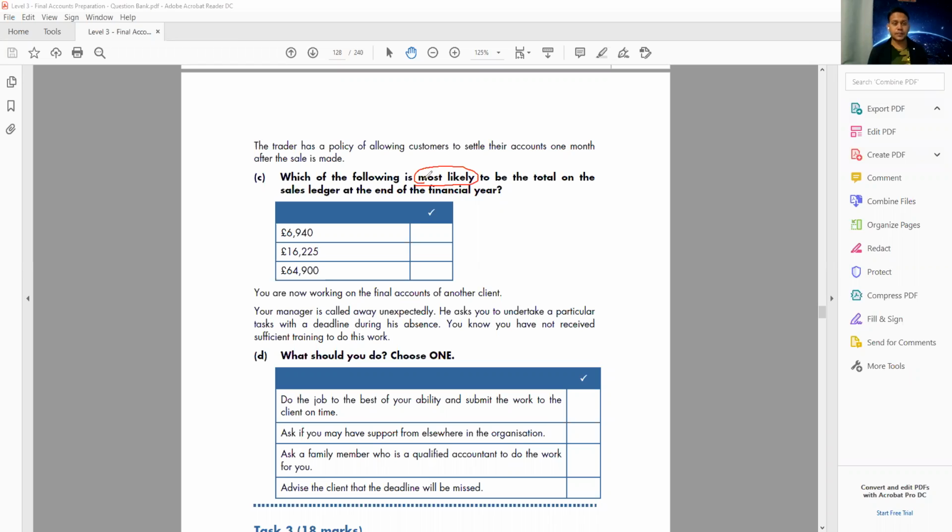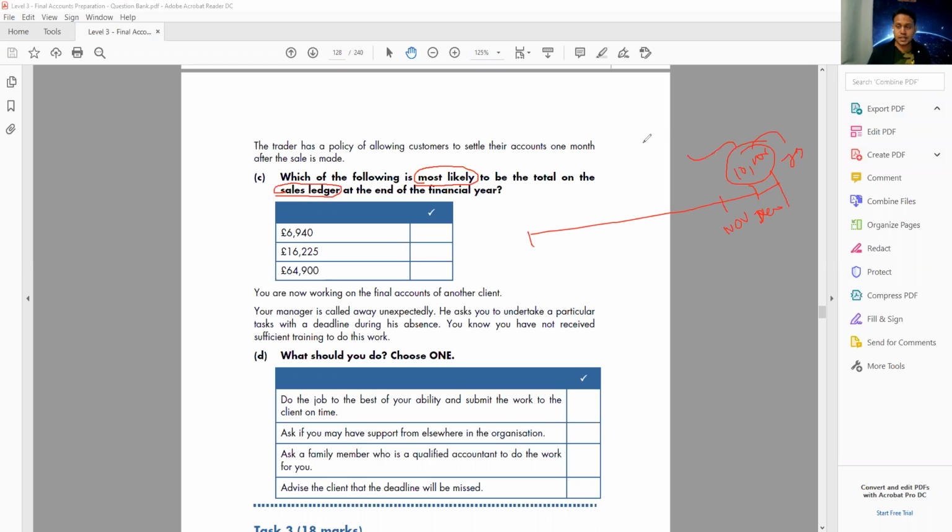Which of the following is most likely to be the total on the sales ledger at the end of the financial year? What does sales ledger mean? They are asking how much you're expecting at the end of the financial year, because when I sell, the customer pays me after 1 month. So for the month of December, for example, they pay me in January, next year. So obviously that 1 month's money will always be in the sales ledger, isn't it?